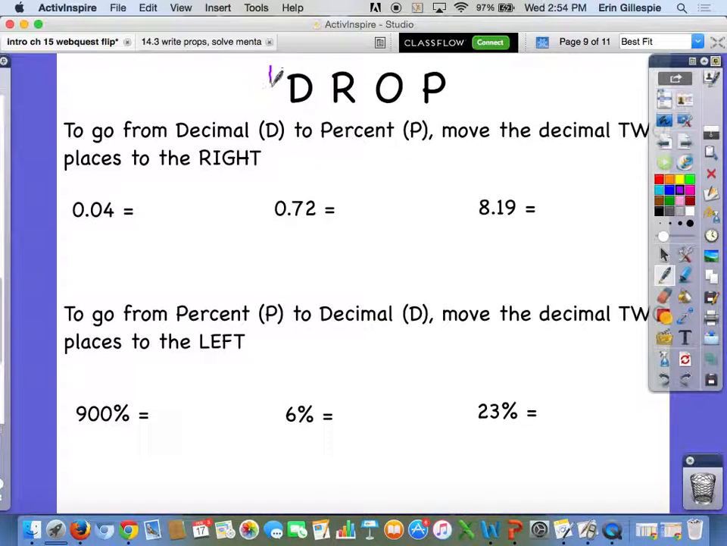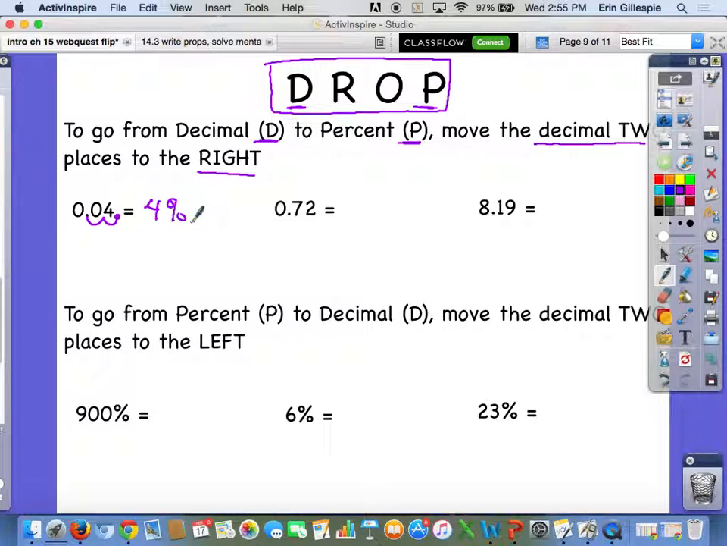So a really easy way to remember what to do is this word, drop. And really any 4-letter word that starts with D and ends with P would work too, okay? But I just chose drop. So to go from a decimal, which is D, to a percent, which is P, if I look at my word, going from D to P, I have to go 1, 2 to the right. So you're going to move your decimal 2 places to the right when you have a decimal and you need a percent. So take that decimal, 1, 2, put it there. That means that's 4%. Put the decimal 2 to the right, that's 72%. Decimal 2 to the right makes that 819%.